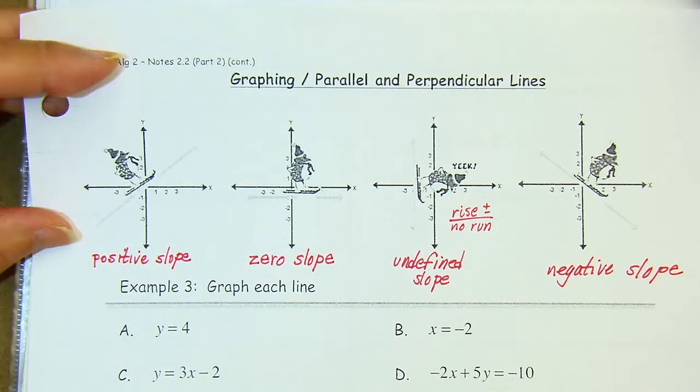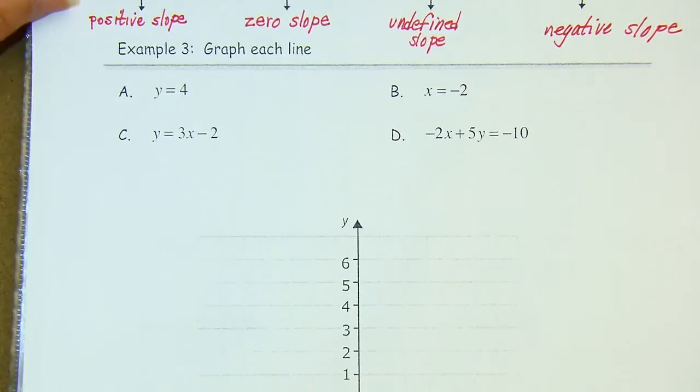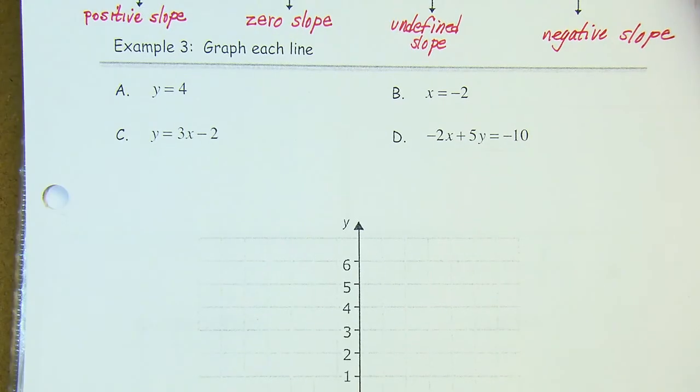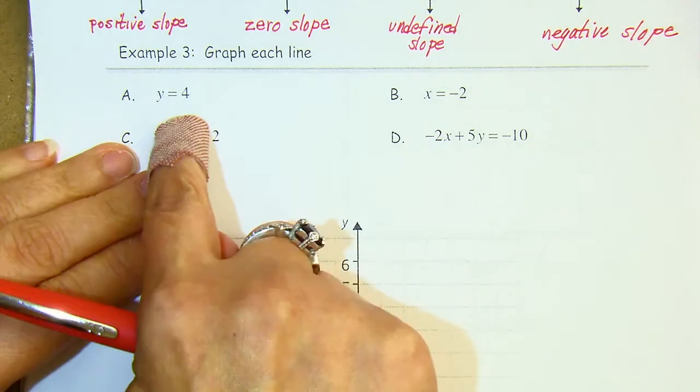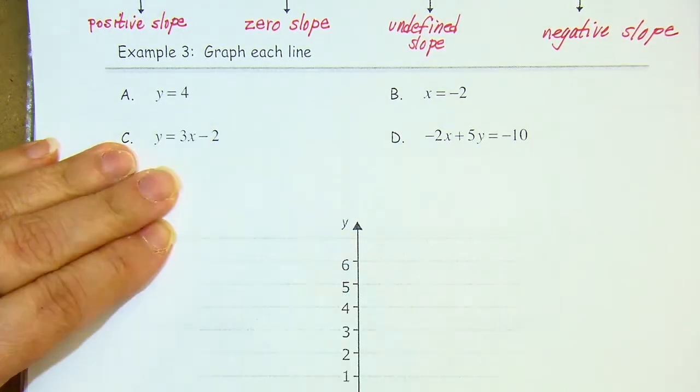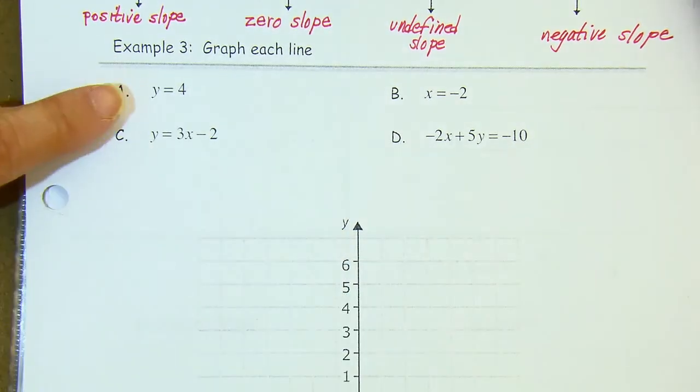All right, this example here, it says graph each line, and we are going to graph each line on the same coordinate plane. Now, when we do that, you've got to label the lines with the line's equation. All right, so if I look at this one, this is y equals 4. If I thought of this as y equals mx plus b, this would be a line with a 0 slope, right? 0 times x. And then my b is 4.